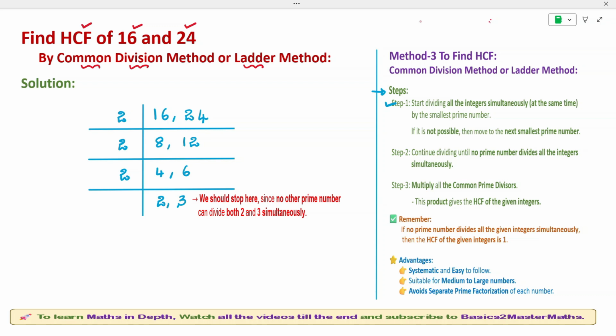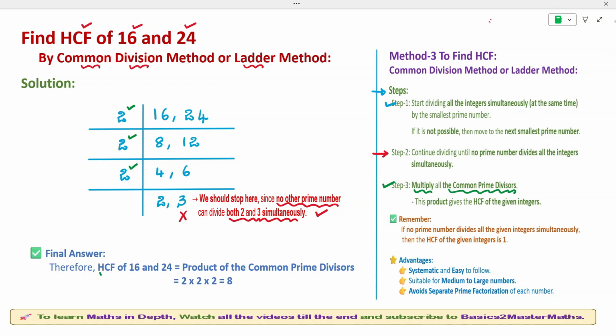Observe here, as per step 2, we should stop here since no other prime number can divide both 2 and 3 simultaneously. Got it? Step 3. Multiply all the common prime divisors. In this case, they are 2, 2 and 2.